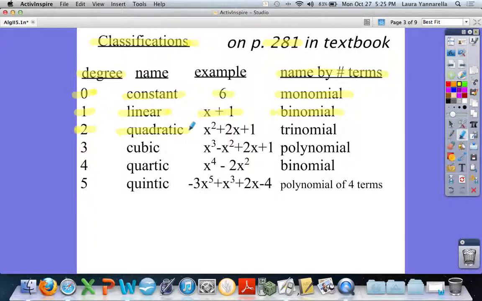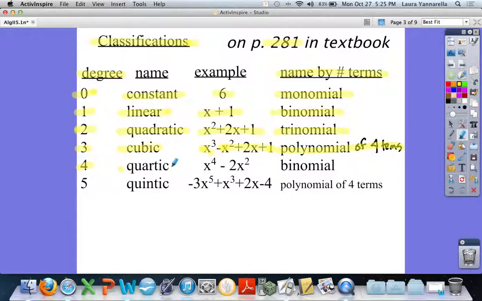If I had a polynomial of degree 2, that's a quadratic. We spent all of Chapter 4 on quadratics. For instance, I could have x squared plus 2x plus 1. You see, not 1, not 2, but 3 terms. We call that a trinomial, tri for 3. A cubic has a degree of 3, so x cubed minus x squared plus 2x plus 1 is an example of a cubic, and that we call a polynomial of 4 terms. In other words, once we get beyond 3 terms, we simply say a polynomial of that many terms. So you could have 4 terms, 5 terms, and so on.